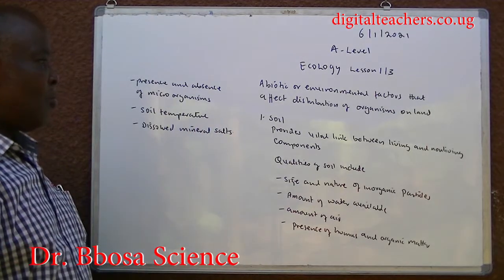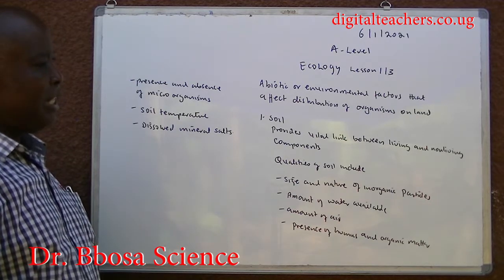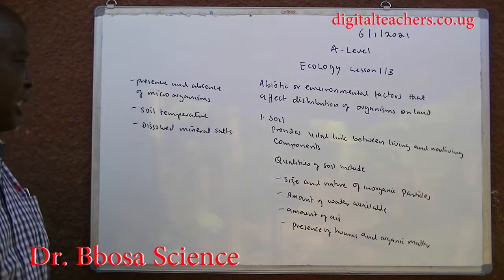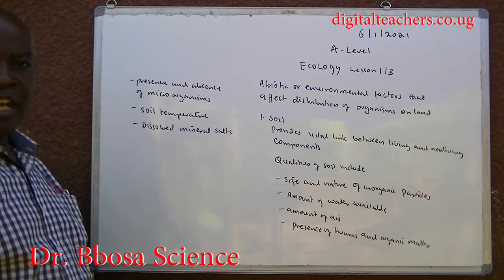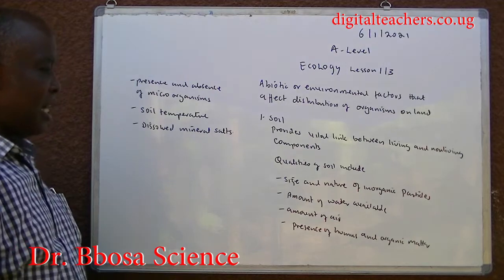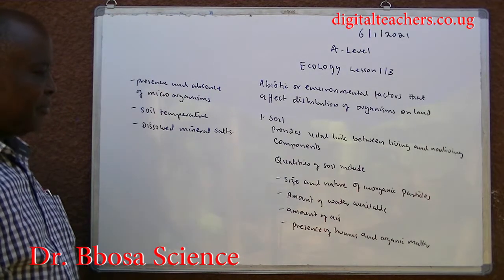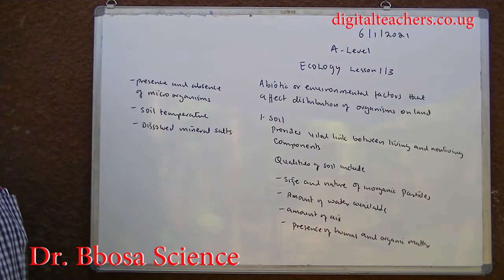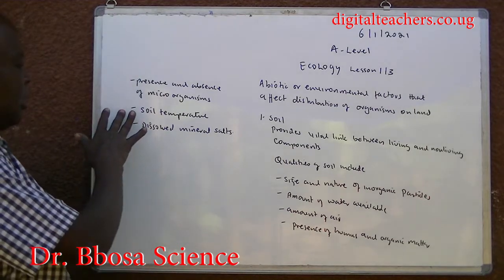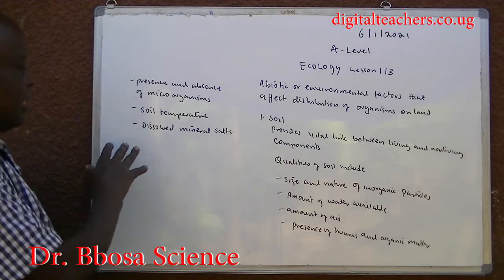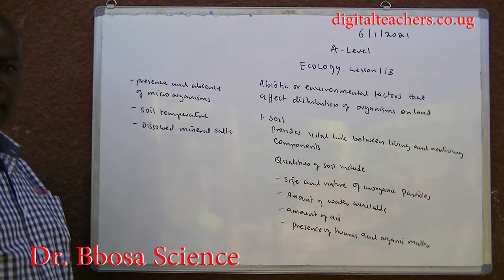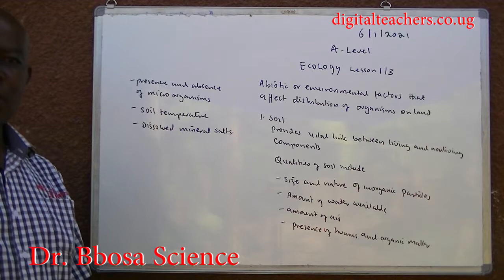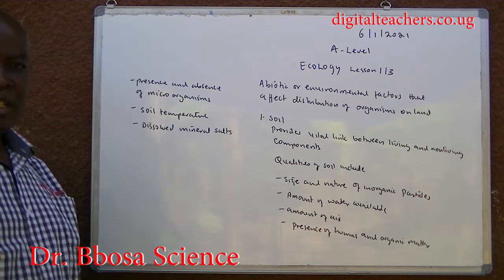Abiotic or environmental factors that affect distribution of organisms on land. 1. Soil provides a vital link between living and non-living components. Qualities of soil include size and nature of inorganic particles, the amount of water available, the amount of air, presence of humus and organic matter, presence or absence of microorganisms, soil temperature, and dissolved mineral salts.